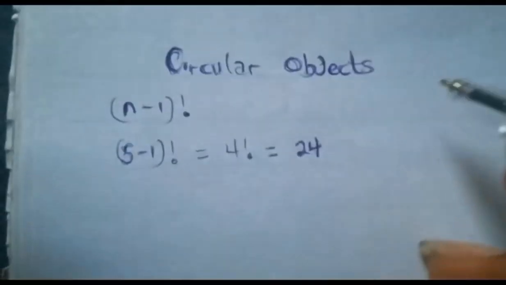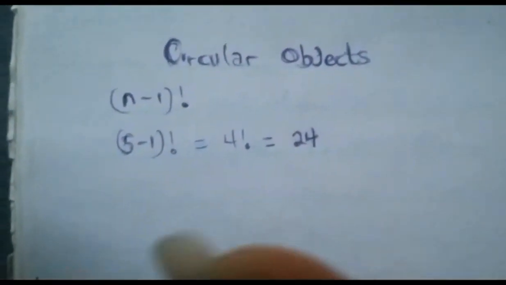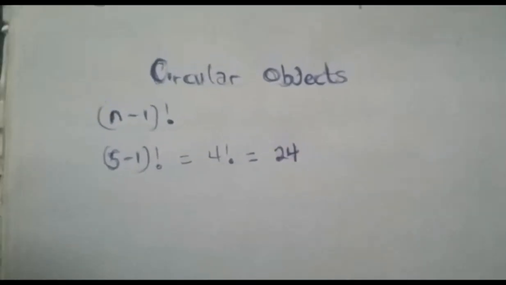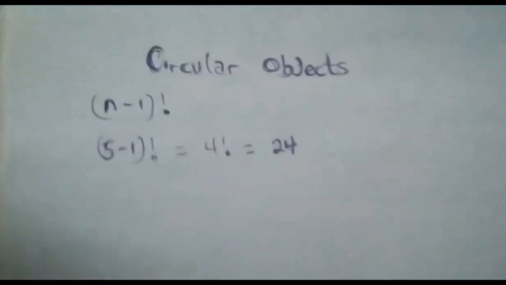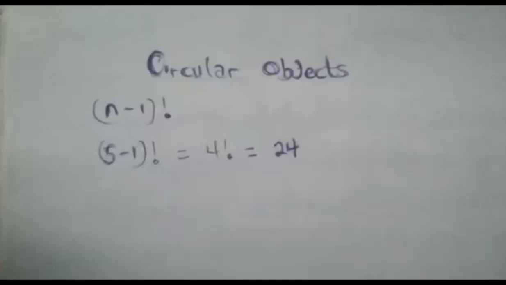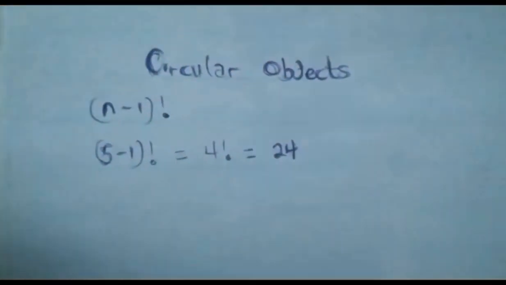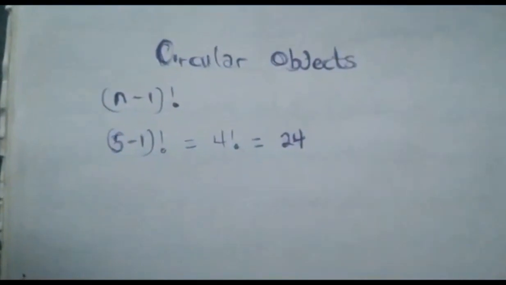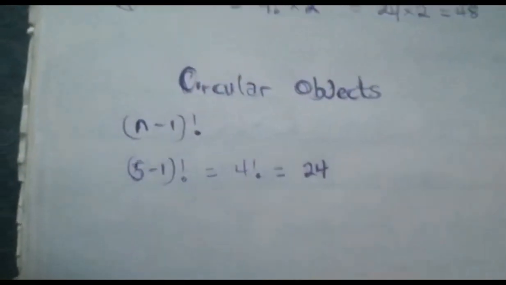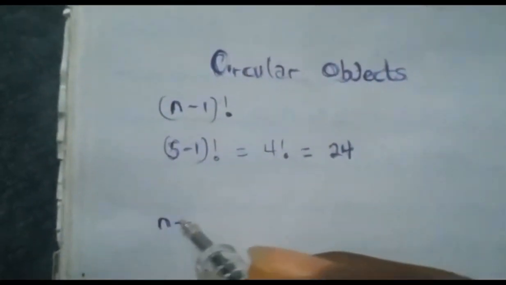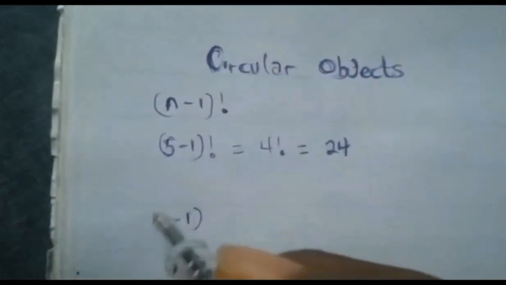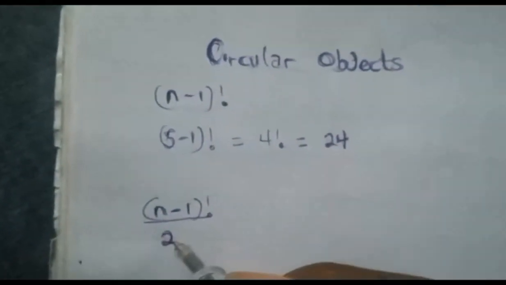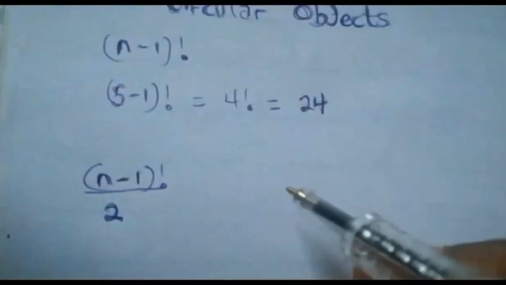Now if that circular object can be flipped and still look the same, like a ring. If you flip a ring, you will not know if you have already flipped it. It's still going to look like the same ring. But if you flip a table, you know the legs are going to be up, then the surface is going to be down. So it does not work for a table. It works for something like a ring. So the formula for that one is going to be n minus 1 factorial over 2. So let's say we have 7 beads.